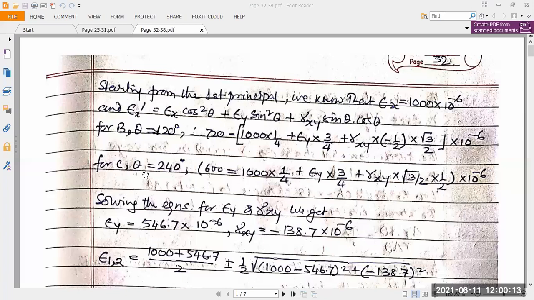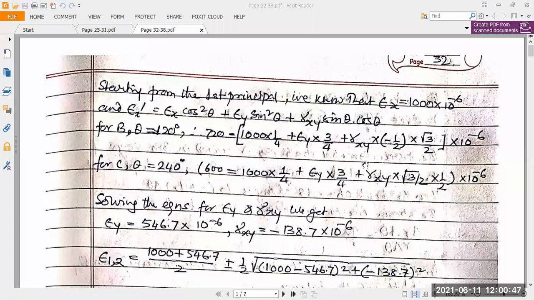Again, for theta 240 degrees, the strain along the line OB is equal to 600, and line AX is 1000, line EY is not known to us, and gamma XY is given as square root of 3/2 into half itself. Now, epsilon y and gamma xy are not known.